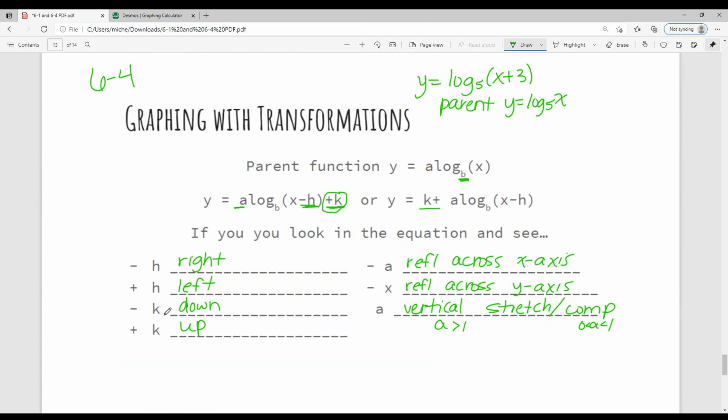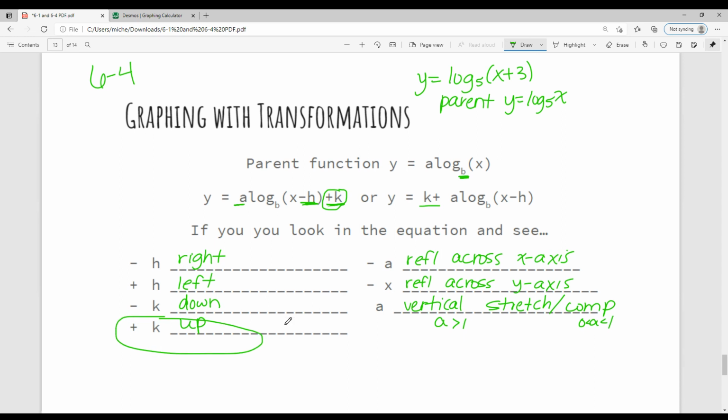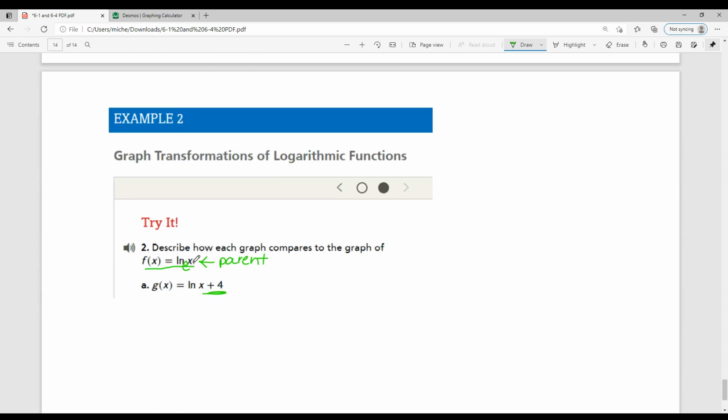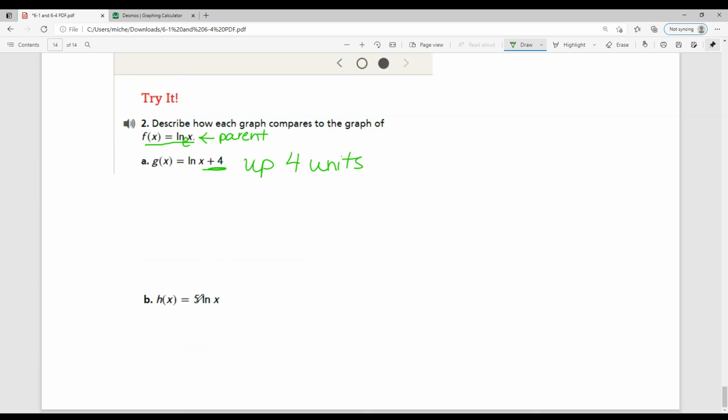And is it a plus 4? Yes, it's a plus 4. So plus 4 means that natural log base e of x is going to be shifted up 4. So everything would shift up 4 units. And then 5 times the natural log of x, that would mean the natural log function would have a vertical stretch of 5 units. So I think that ends our examples for today.